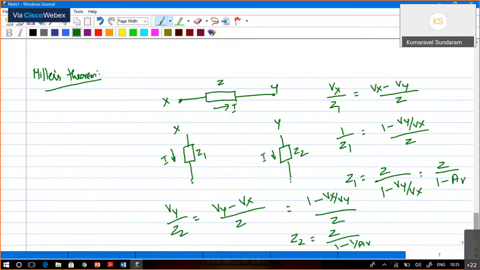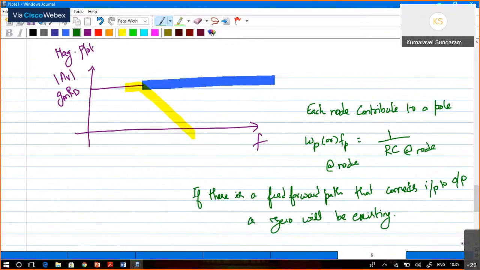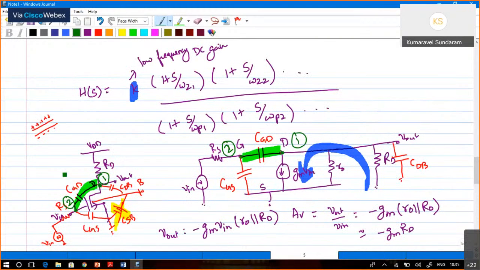So now coming to the point, this CGD we can write as 1 by SCGD, right? This is the impedance. So now we will split the capacitance that is going to be associated with 2 and 1, and then we will figure out the transfer function.